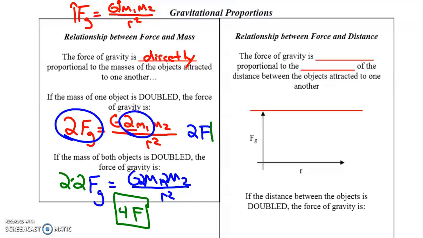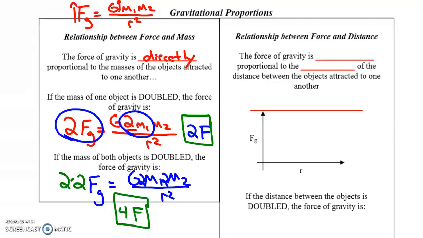So you can consider that if the original force in this first example was 10 newtons, if I double one of the masses, my new force would be 2 times that, or 20. Likewise, in the second example, if my original force of gravity between 2 objects was 10 newtons, my new force, when I double both masses, would be 40 newtons. So this is a proportion of how much bigger or smaller. In this case, both of them were bigger.